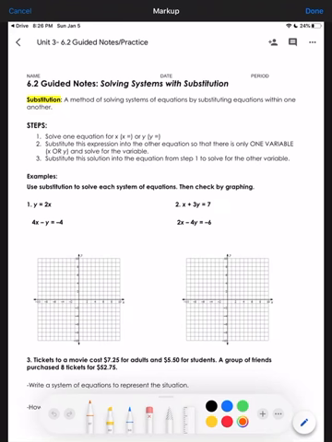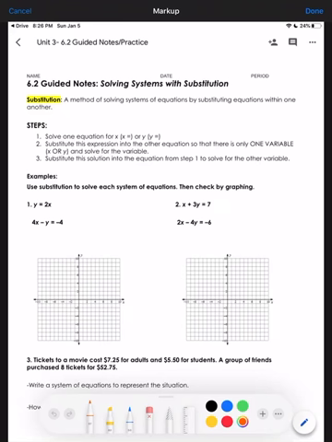So substitution, if we're looking at this definition here, is a method of solving systems of equations by substituting equations within one another. The steps are pretty straightforward. Step one is we're going to solve one equation for x or y. When I say solve it for x or y, it just means we're either going to get the x by itself or the y by itself. The way we'll decide which one to solve for is whichever one is easiest to get by itself. It's going to take some practice to identify that, but we're essentially just going to get one of the variables by itself.